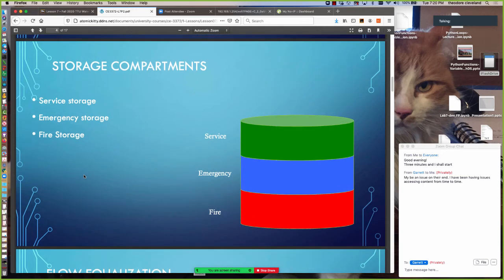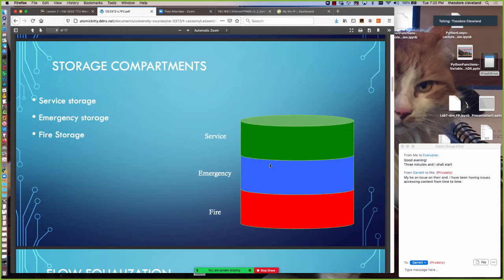So this graphic depicts the three main compartments or categories of storage: service, emergency, and fire. And I've stacked these in such a way that the service storage is intended to go up and down during the course of a day. Emergency and fire are held in reserve as much as possible.